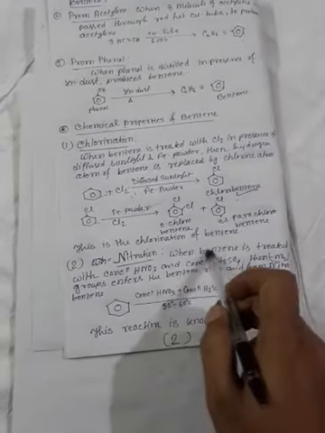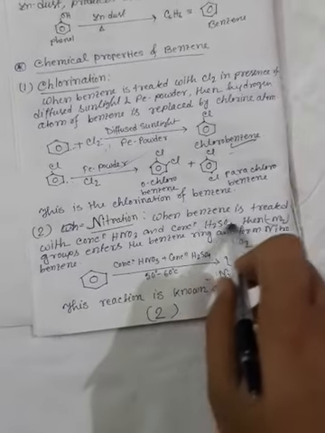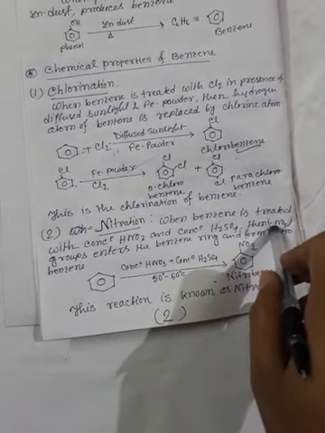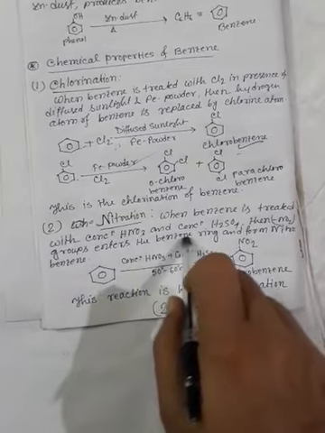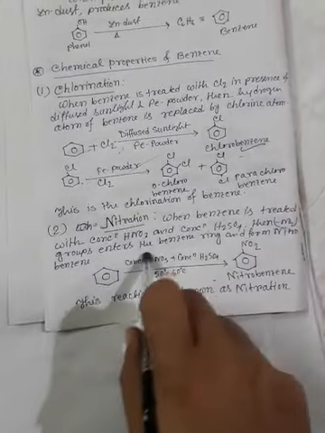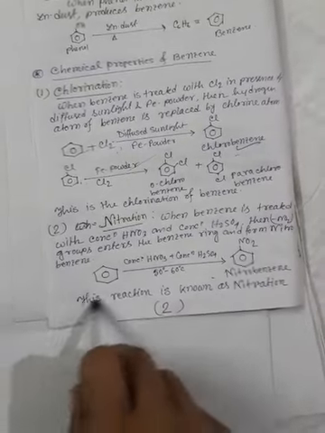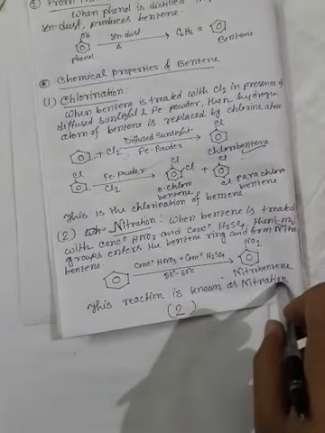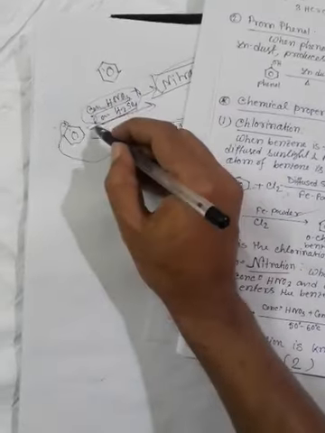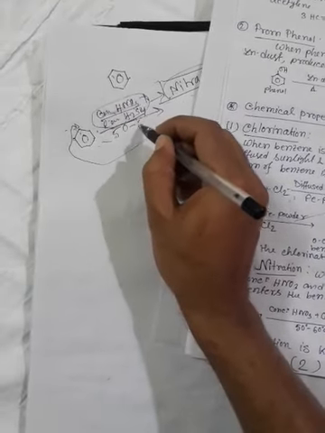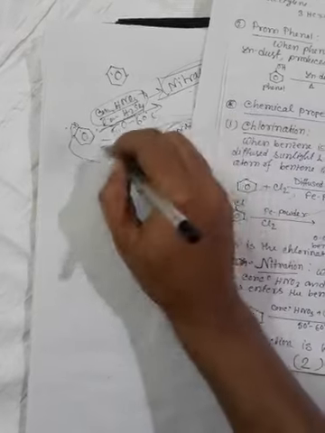Now what is the reaction? When benzene is treated with concentrated HNO3 and concentrated H2SO4, the NO2 group enters the benzene ring and nitrobenzene is formed. This reaction takes place at 50 to 60 degrees centigrade. This reaction is known as nitration. You must write 50 to 60 degrees centigrade temperature.